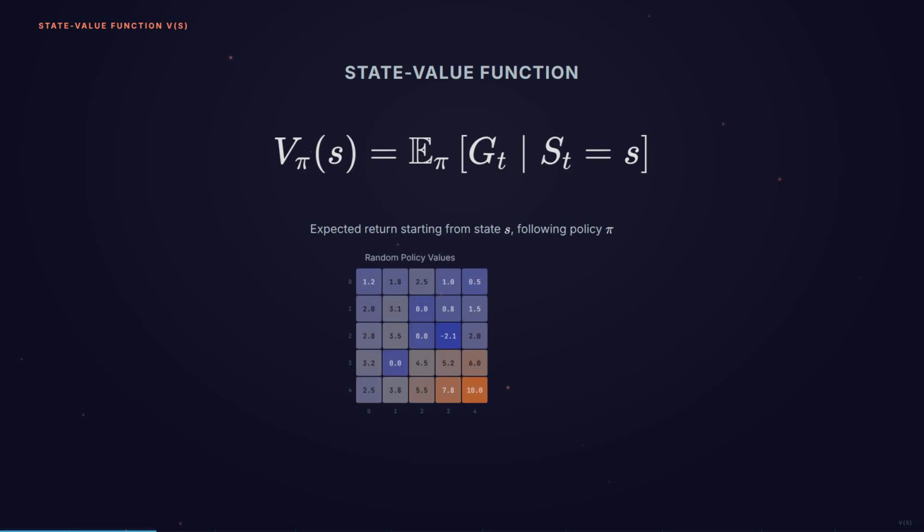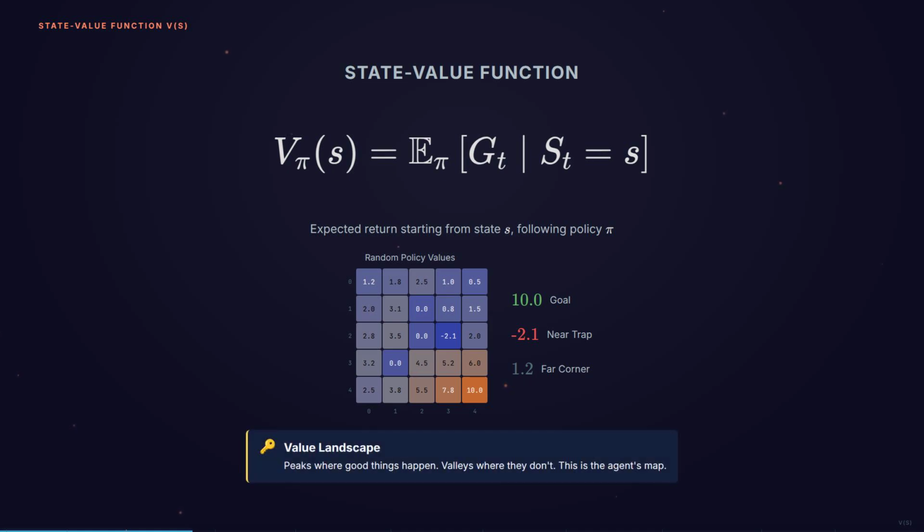Let's see this on our grid world. Under a random policy, where the agent picks each direction with equal probability, corner states near the goal have high values. The goal itself might have a value of 10. Adjacent states might be 7 or 8. States far from the goal have low values, maybe 2 or 3. And states near the trap, they could be negative. The value function paints a landscape over the entire state space. Peaks where good things tend to happen. Valleys where they don't. This landscape is the agent's map of the world.